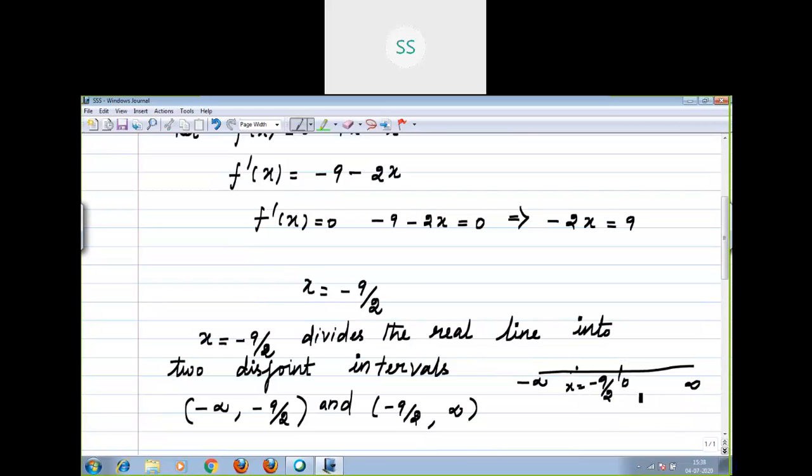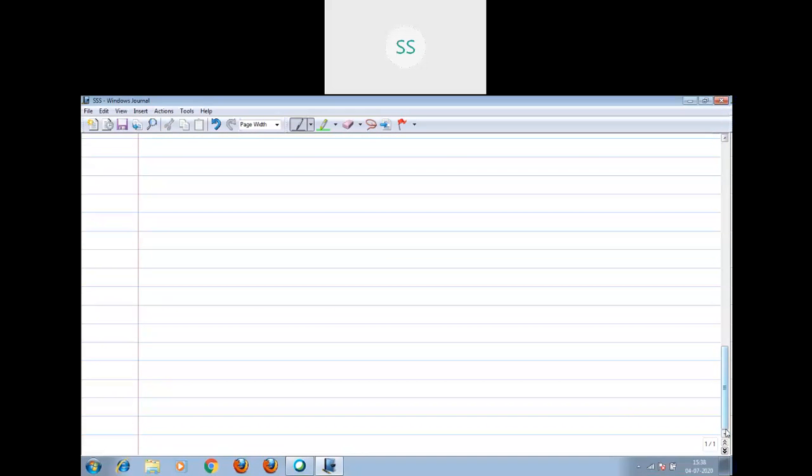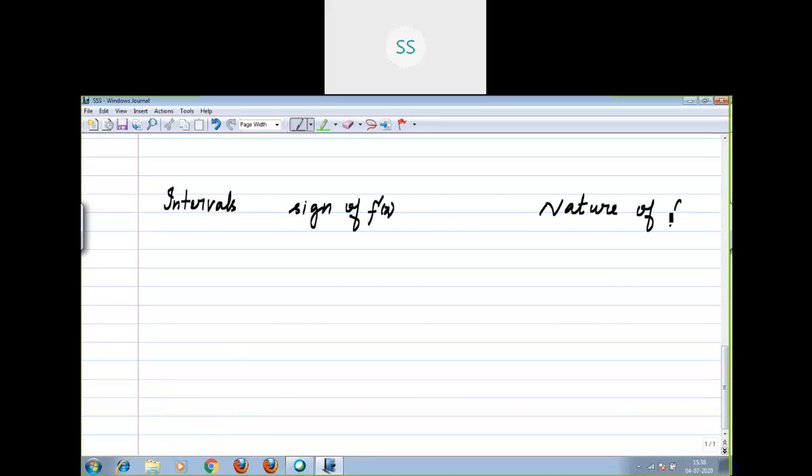Now we want to draw the tabular column as usual procedure, right? What is your tabular column? You see, in the first row, what do you want to write? Intervals. Next one, sign of f dash of x. Next one, nature of f of x, right?